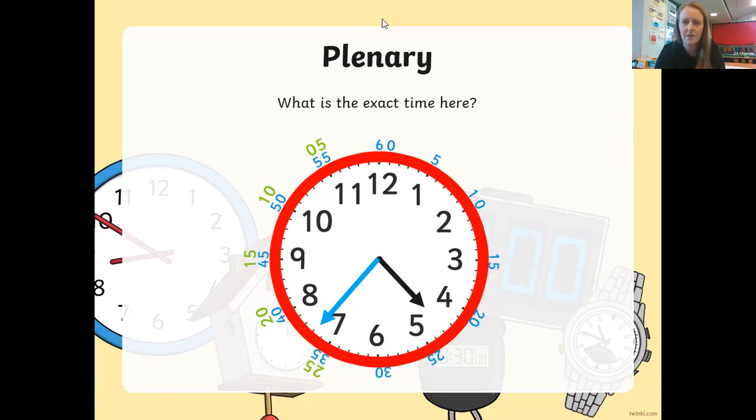Pause your screen. I'll see if I can pause mine properly this time. Pause your screen, have another go at this one.